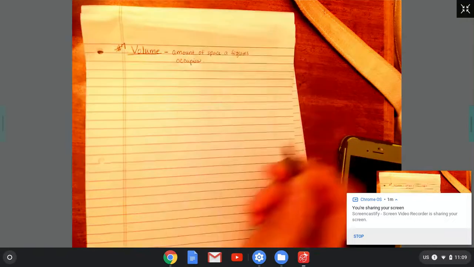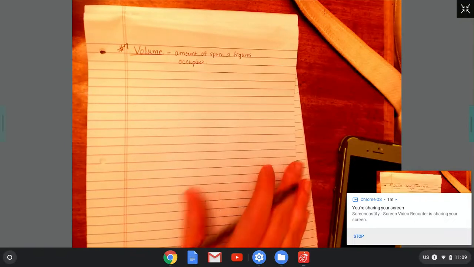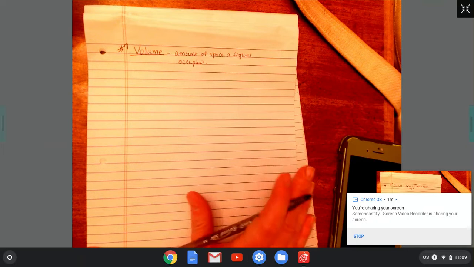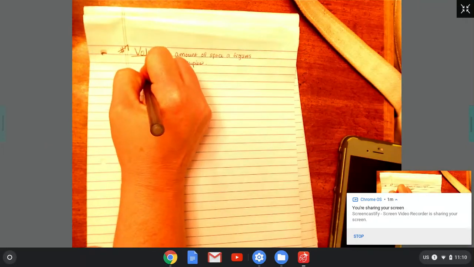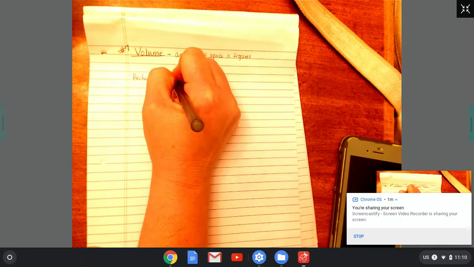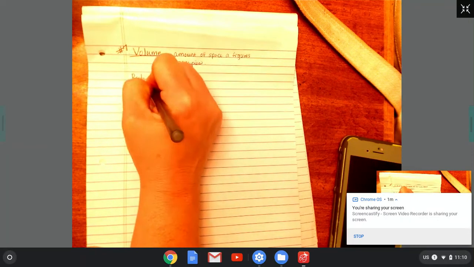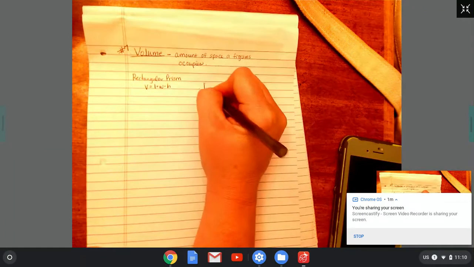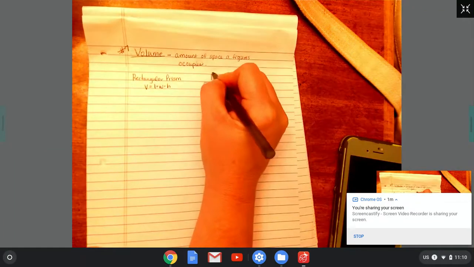Okay, and we measure it in cubic units. So if it's inches, cubic inches, centimeters, cubic centimeters. Okay, so we'll first begin with the rectangular prism. This is the one you're probably most familiar with. Volume equals length times width times height. Okay, so we're just looking at a box, basically.